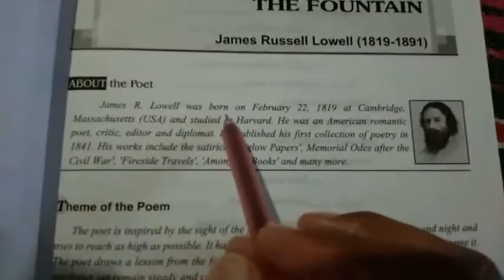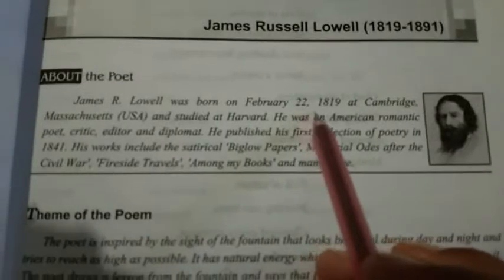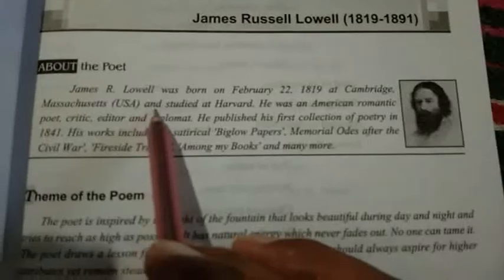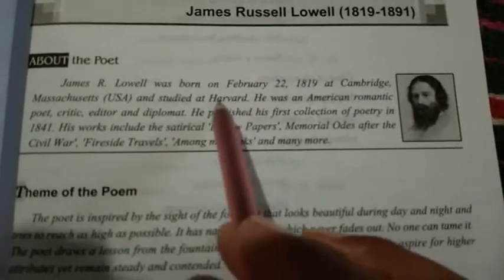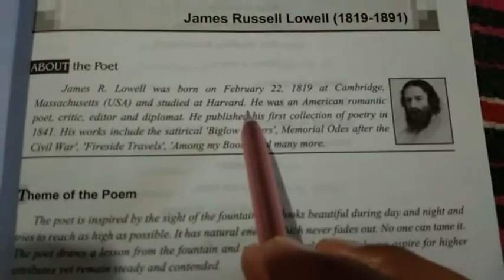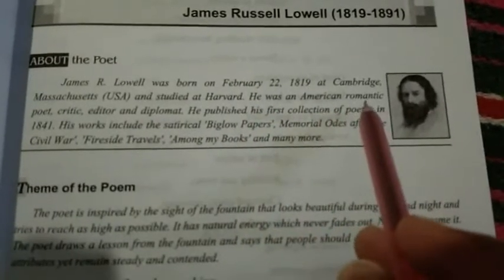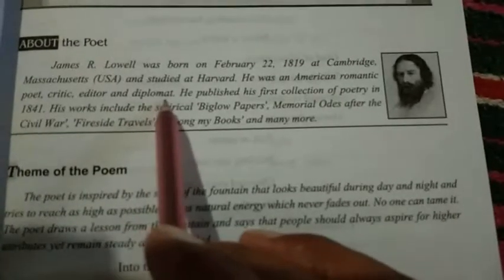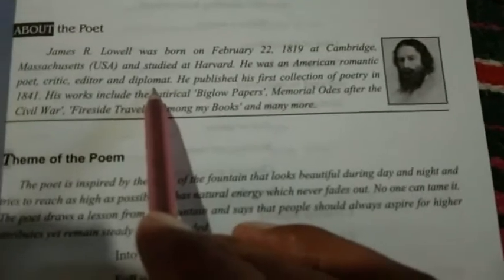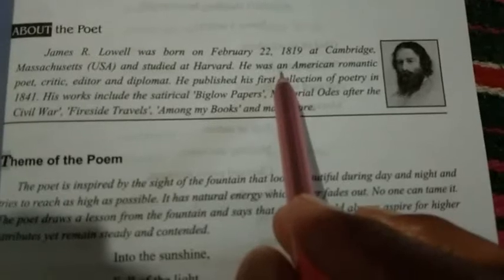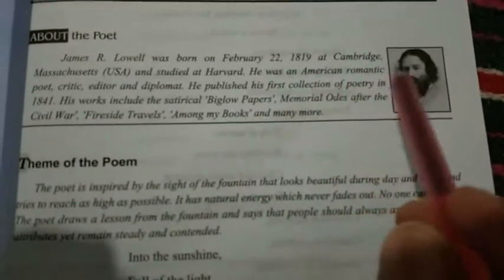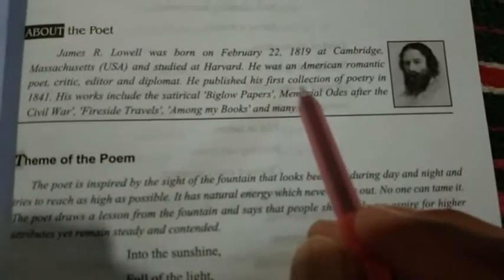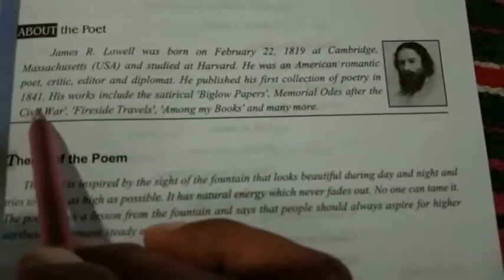James Russell Lowell was born on February 22, 1819 at Cambridge, Massachusetts, USA, and studied at Harvard University. He was an American romantic poet, critic, editor, and diplomat, a politician. So James Russell Lowell had many qualities at a time, and he published his first collection of poetry in 1814.